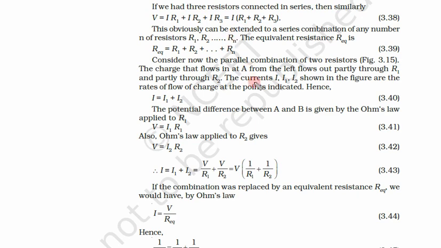So we have seen that for a series resistance, equivalent resistance is just the direct sum of all the resistances, R1 plus R2 and so on up to Rn. So this is the case where we have resistances in series. Now let us see what will happen in case of parallel resistors.